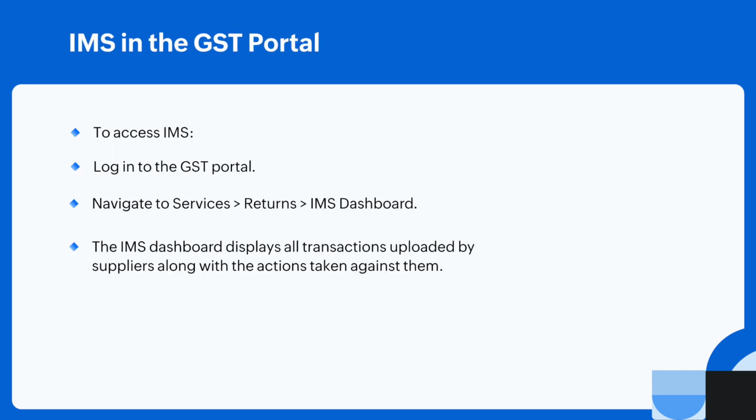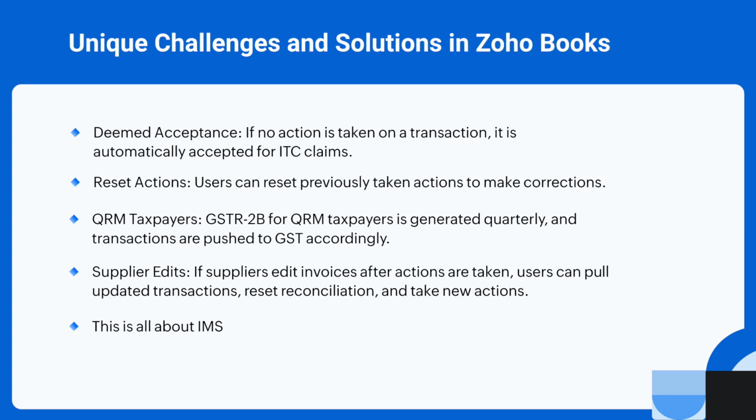How to access IMS in the GST portal? To access IMS in the GST portal, navigate to Services, Returns, and then IMS dashboard. The IMS dashboard displays all transactions uploaded by the supplier along with the action taken against them, as we saw in our Zoho Books app. Unique challenges and solutions in Zoho Books.